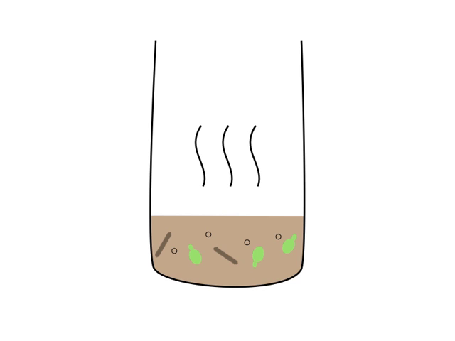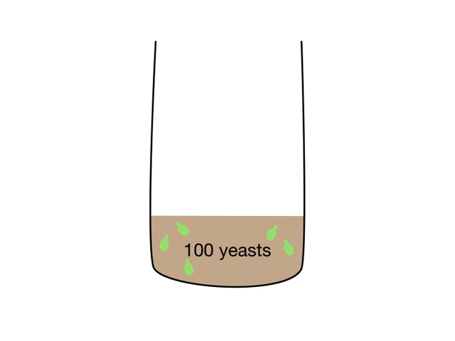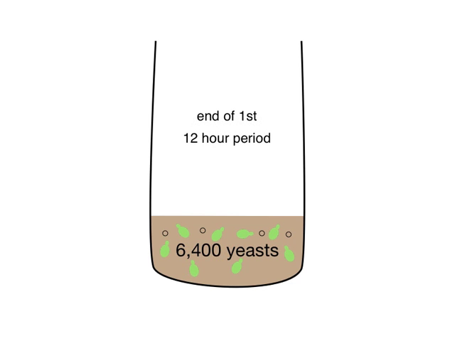Let's say there were 100 wild yeasts at the very beginning. They will multiply at the rate of once every 2 hours in good conditions. So by the end of this first 12 hours, there will be 6,400 wild yeasts in our starter culture. And that's great progress, but it isn't nearly enough organisms for a strong starter culture.